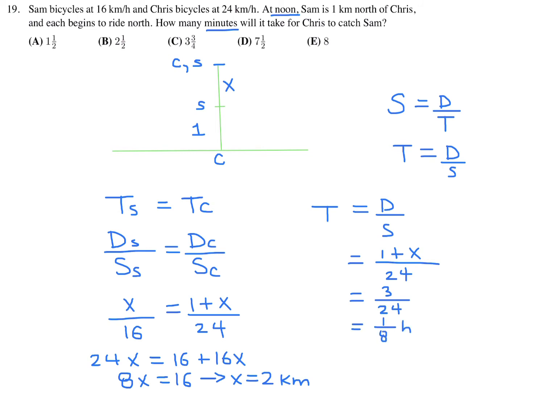Now this time is in hours. Now we want to figure out how many minutes. No problem. 1/8 of an hour is essentially 60 over 8 minutes. And that is equal to 7.5 minutes. So number 19, the answer is D.